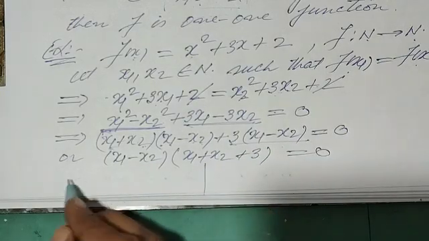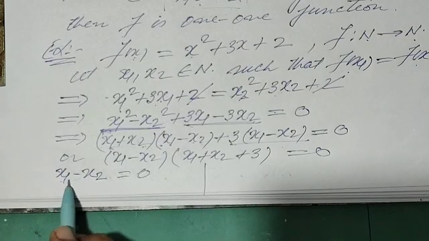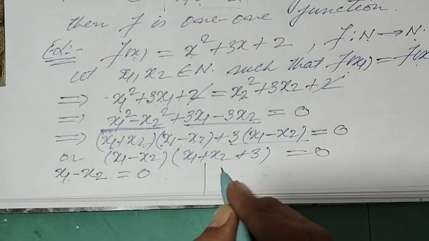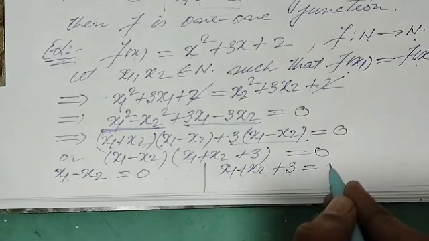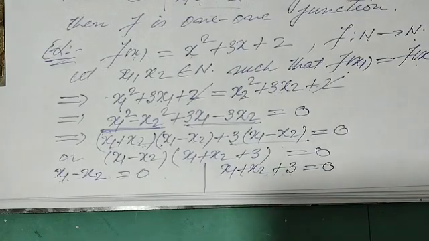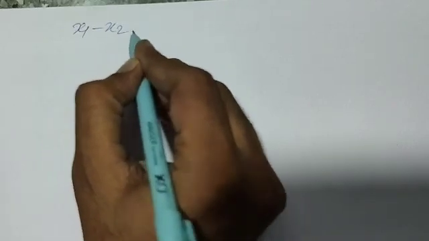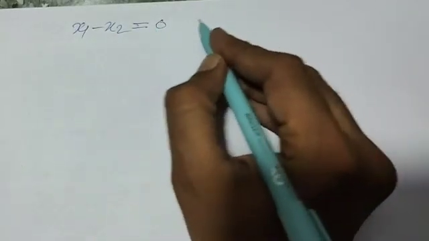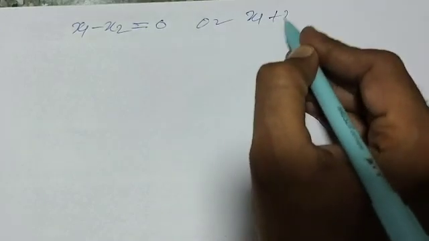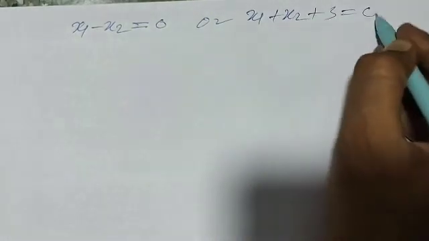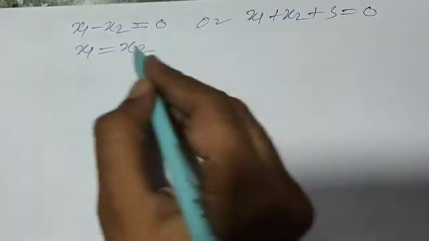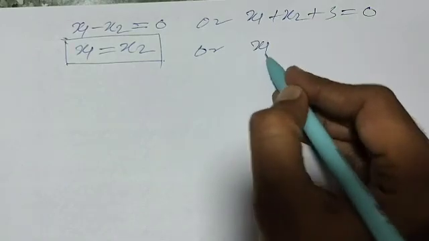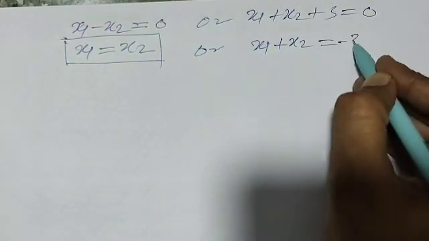So we have two possibilities. Either x1 minus x2 is equal to 0, or the second possibility, x1 plus x2 plus 3 is equal to 0. From here we have x1 is equal to x2, or from here we have x1 plus x2 is equal to minus 3.